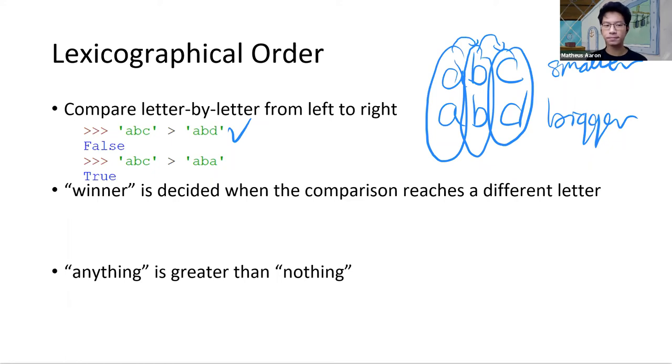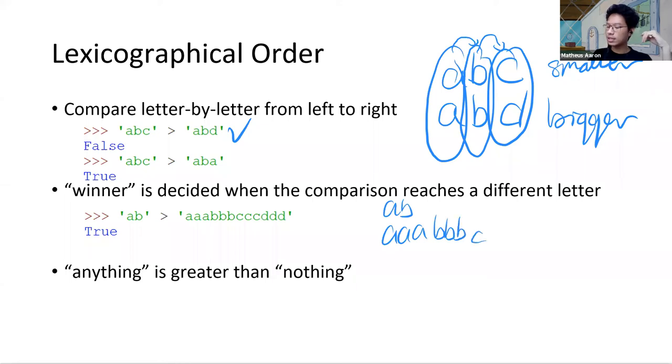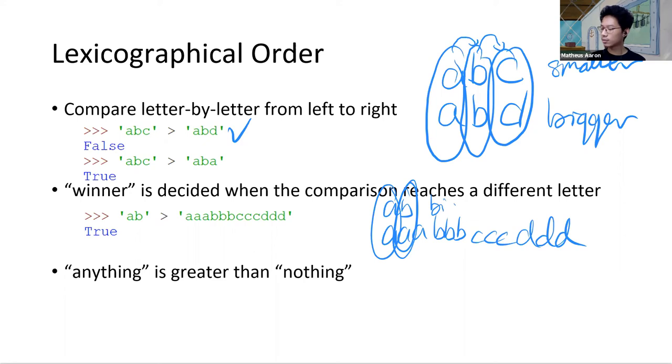Okay? The winner is always decided when the comparison reaches a different letter. For example, AB versus AAABBBCCCDDD. Naturally, we think this one looks longer so it is bigger, but that's not the case, because in the second character this is B, which is bigger. Hence, this is bigger, and this is smaller.